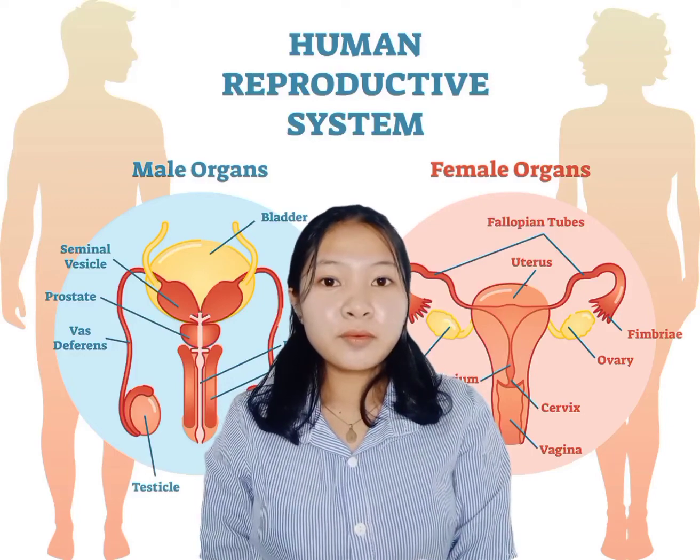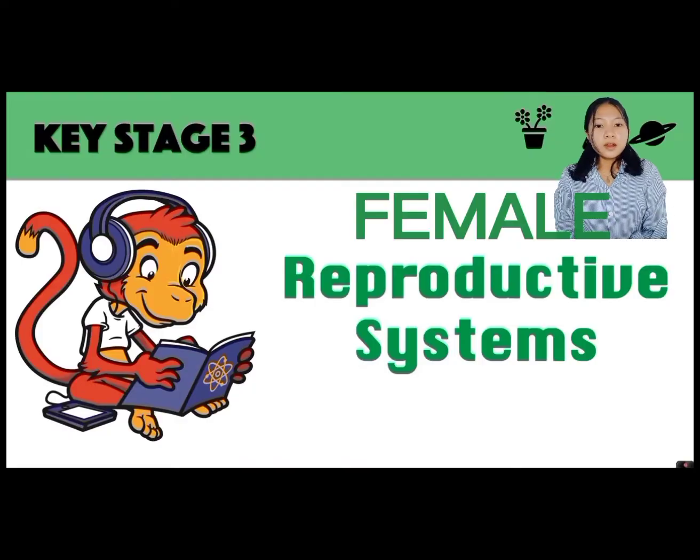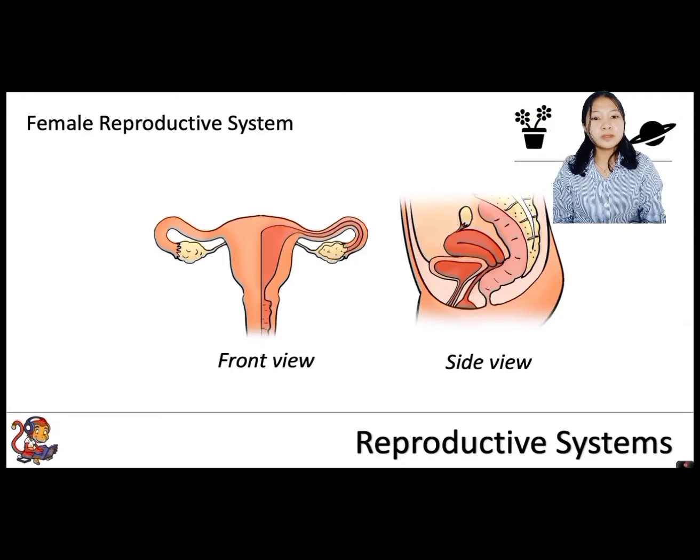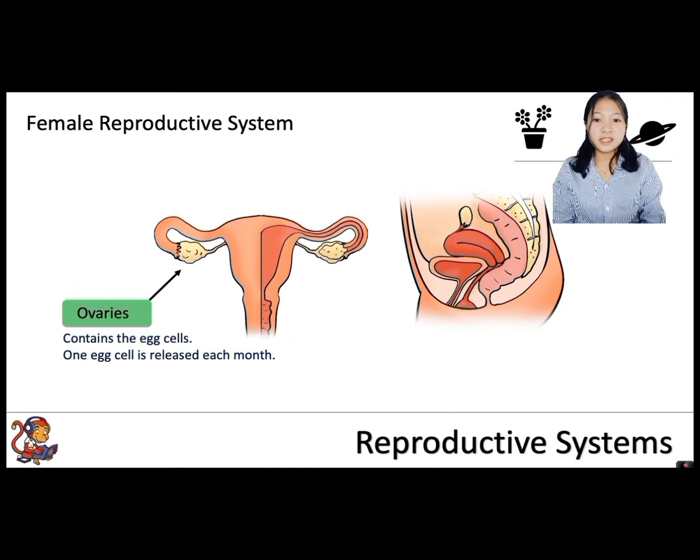The human reproductive system. The reproductive system is an organ system that is different in males and females. The first photo looks at the female reproductive system, a diagram of the front view and the side view of the system. The female reproductive system has two ovaries containing egg cells. One egg cell is released each month.